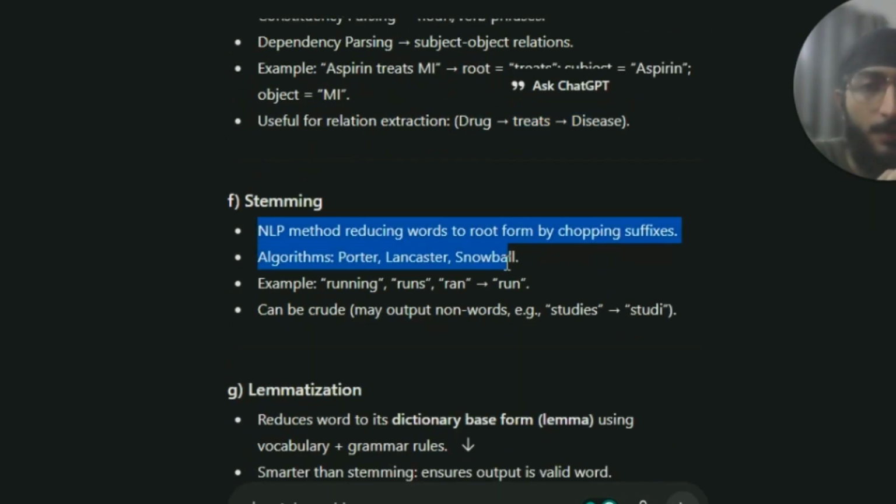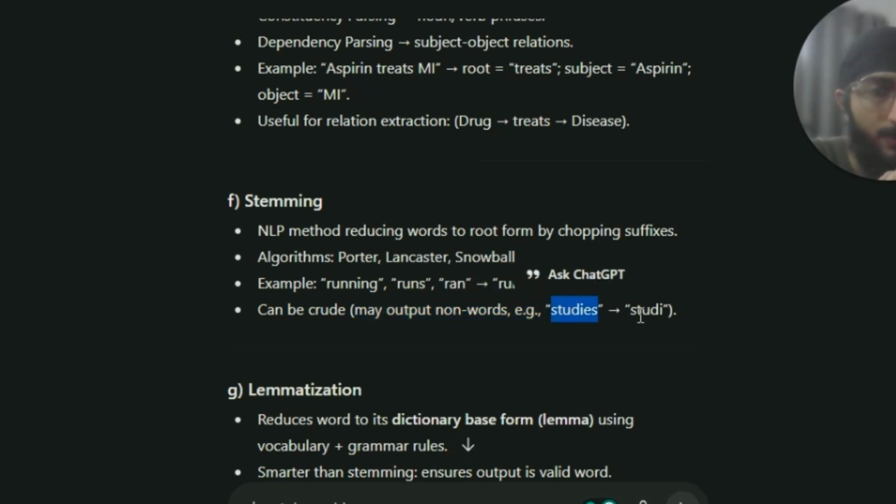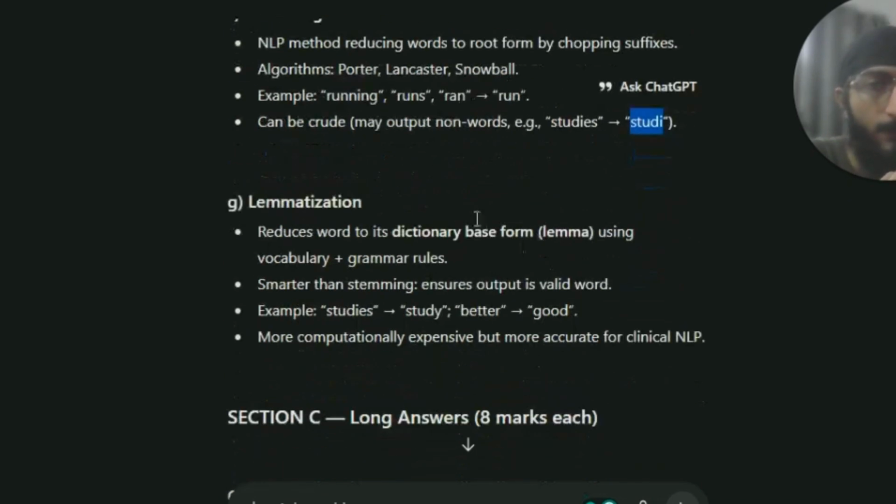Then stemming is an NLP method that reduces words to their root form by chopping suffixes. Algorithms: Porter, Lancaster, Snowball. Example: running, runs, ran, going to run. It can be crude and may output non-words. For example, studies becomes studi, a wrong word, right? Which is not a word.